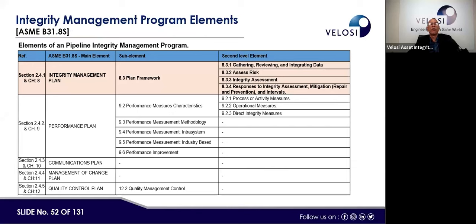Then the plan framework, which is further subdivided into 4. Then under the performance plan, there are 1, 2 sub-elements and second level elements. The sub-elements under performance are performance measure characteristics, performance measurement methodology, performance measurement intra-system, then inter-system, then performance measurement industry-based, then performance improvement. Then similarly, communication plan is there, management of change is there, quality control plan is there. So there are sub-elements like process or activity measures, operational measures, direct integrity measures, right?